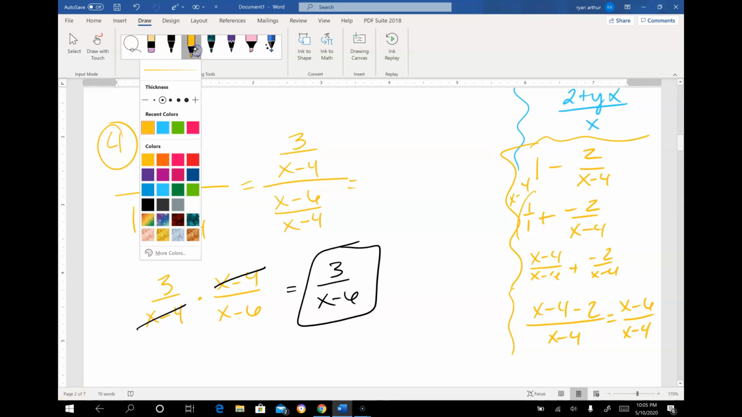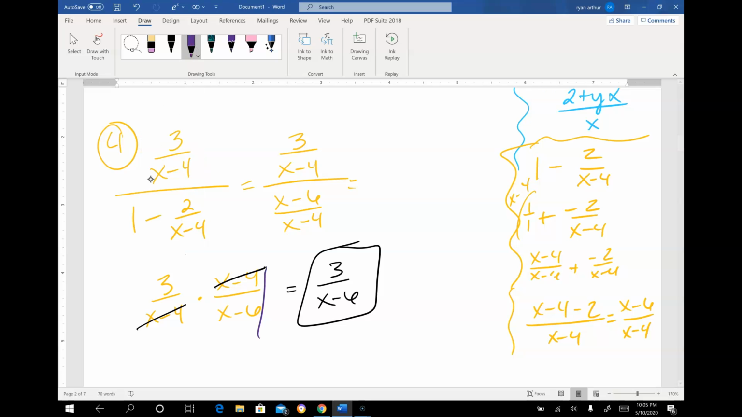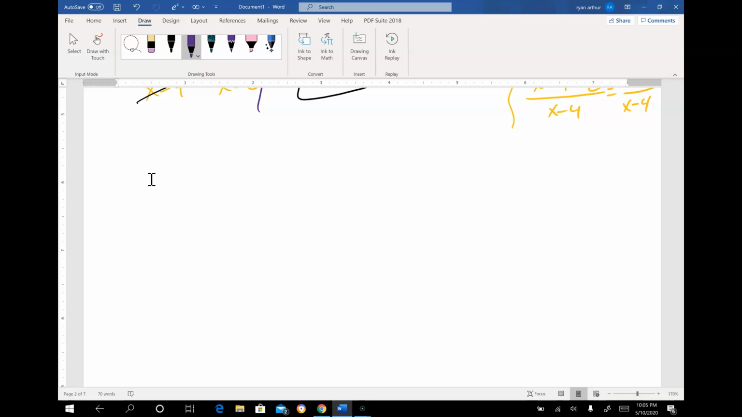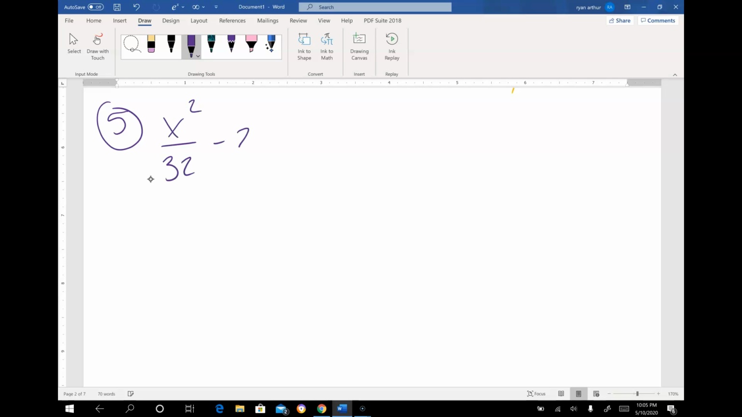Alright, so the next one, number 5. Okay, number 5 is going to be x squared over 32 minus 2 over x over 16 minus 1 half. So this one you need to work on both the top and the bottom. Okay, so let's just do it horizontally, right?